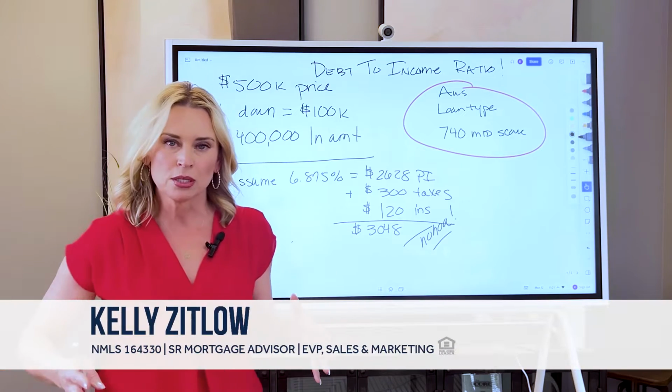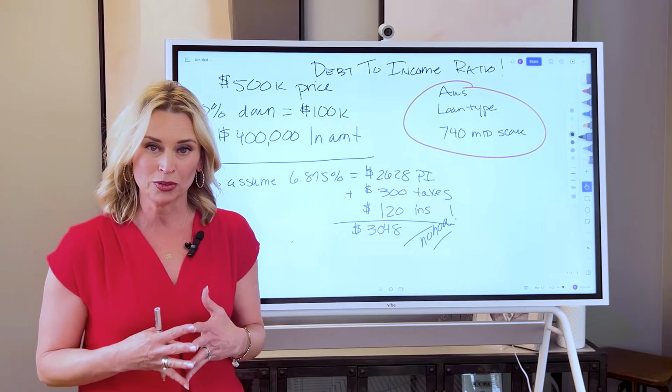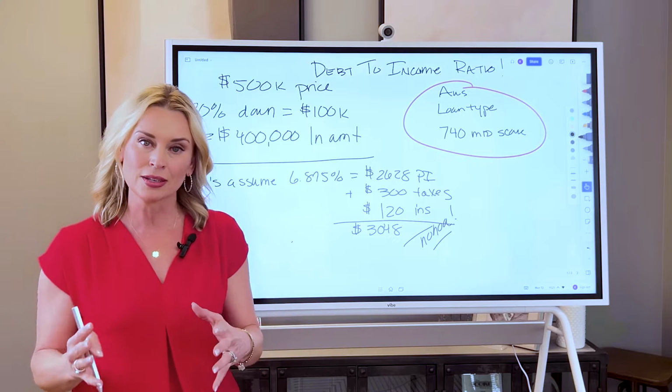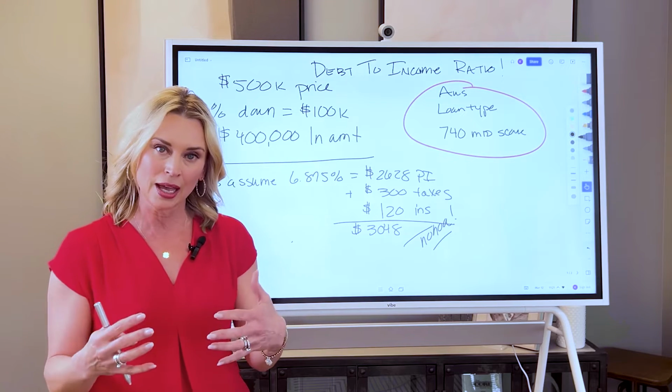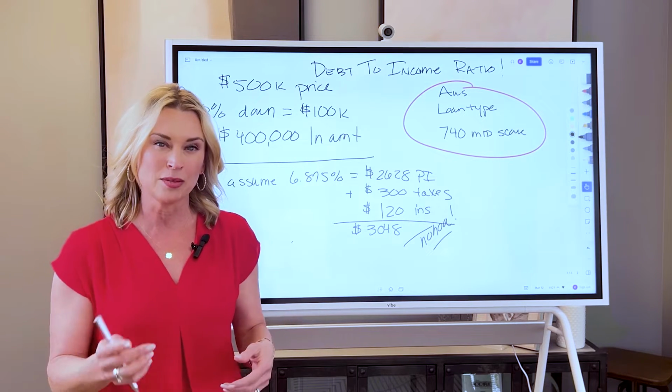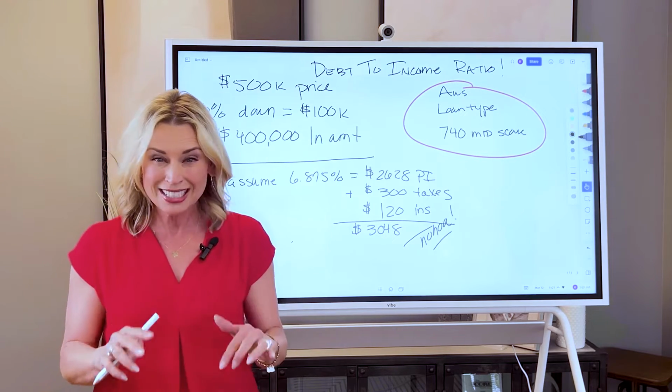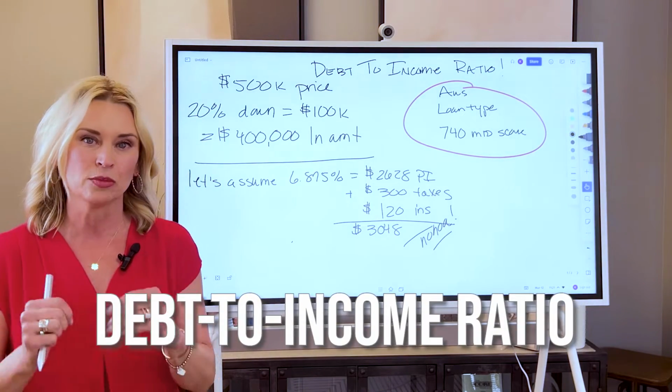What goes into qualifying for a home loan? Well, there are a lot of variables that are considered when a lender is looking at a loan applicant. But one of the areas that is misunderstood, that I'm going to chunk down today, is debt to income ratio.